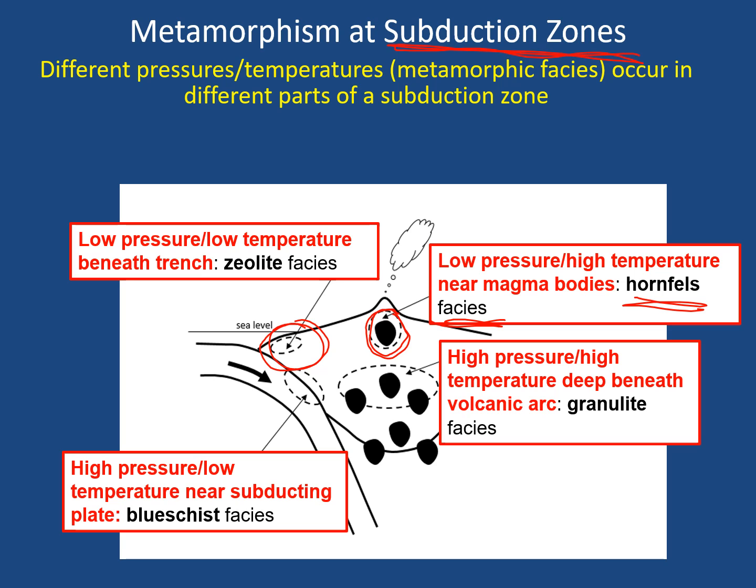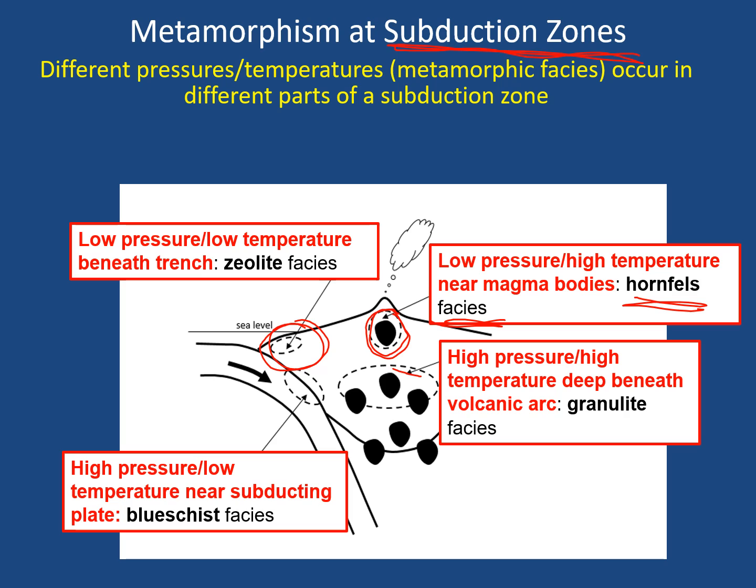So Hornfels facies rocks are characteristic of low pressure, high temperature, that is thermal metamorphism, near magma bodies, and collectively that style of metamorphism is known as contact metamorphism because the rock is being changed due to the fact that it's in contact with a hot magma body.